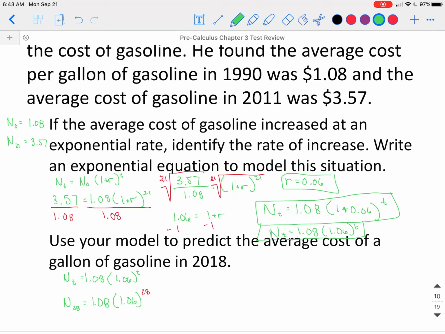And if we solve this, we're going to say if this was an exponential model and it continued at this rate, the cost would be $5.52 by 2018. And luckily, this exponential model was not correct, and gas did not reach that price by 2018.